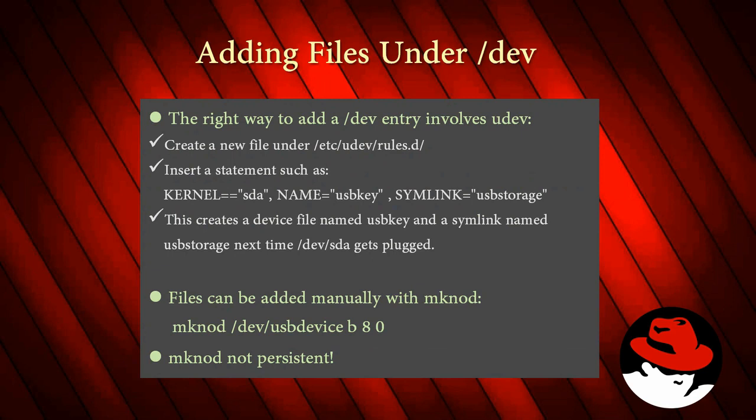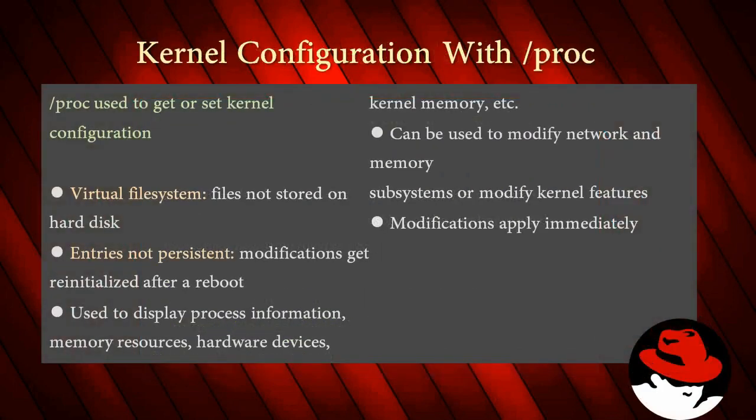However, mknod is not persistent. It may sometimes work or sometimes it may not function as you desire. Then there comes kernel configuration, which is very important. Sometimes you need to configure the kernel according to your usage if you are an advanced user. Otherwise, you don't need basic kernel configuration, but it can be found in the root directory, basically /proc, which is used to set kernel configuration.